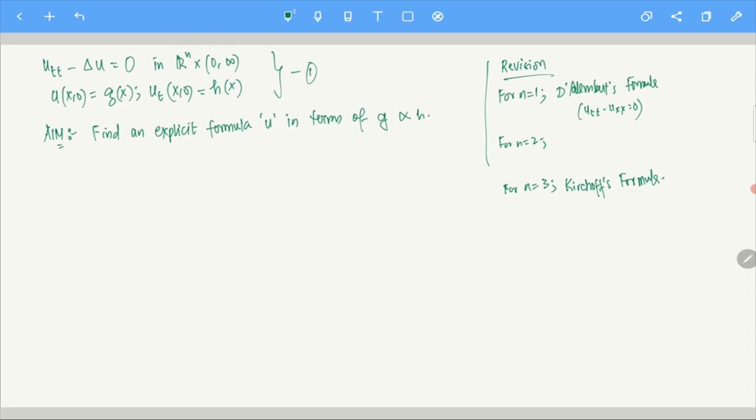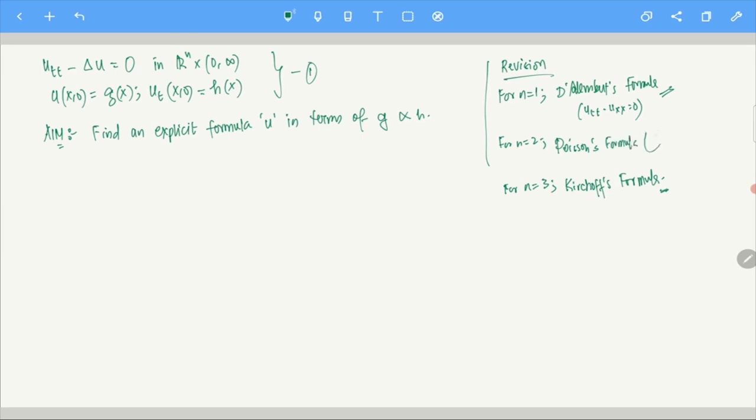For n equals 2, we used Kirchhoff's formula, and of course D'Alembert's formula. So here's the deal. First of all, for n equals 1, we proved the D'Alembert's formula. We did it with the help of two different methods: one is the method of characteristics and another one is the method of canonical form. Once you have the D'Alembert formula for n equals 1, you use that formula to construct a new equation, the Euler-Poisson-Darboux equation, and with that formulation we derived Kirchhoff's formula for n equals 3. From there, with the help of the method of descent, we got n equals 2, which is called the Poisson formula.